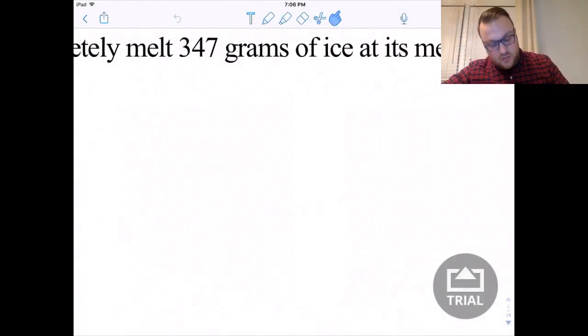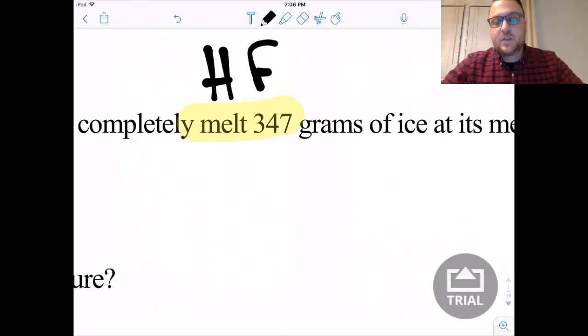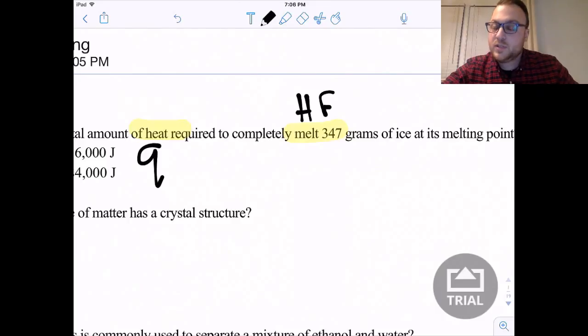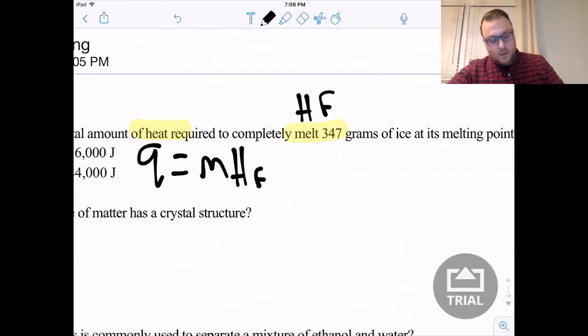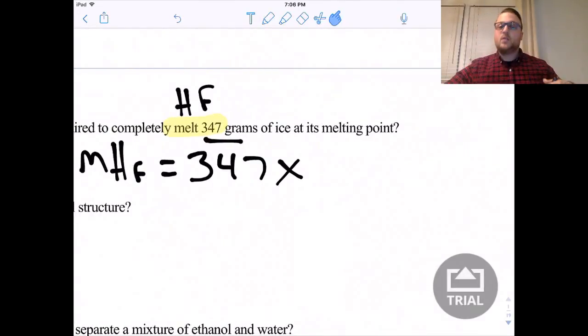Back to the question here. As soon as you see the word melt, your brain should immediately think HF. HF is an abbreviation for the heat of fusion, where fusion is used for any problem involving melting. I think this term will come up again later in the Castle Learning. So as soon as you see the word melt, think HF. The equation from that, which I'm going to get from the reference table, is Q equals mHf. M stands for mass. Mass here is 347. So this is going to be 347 times the value for HF.